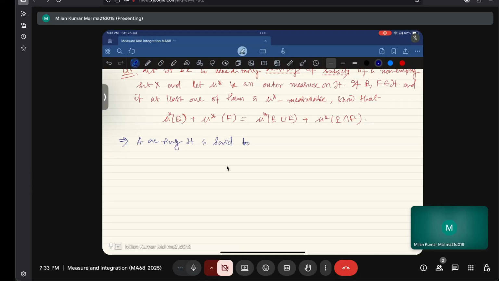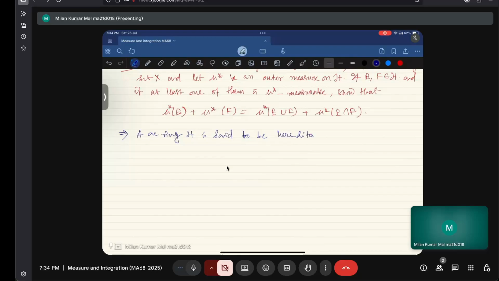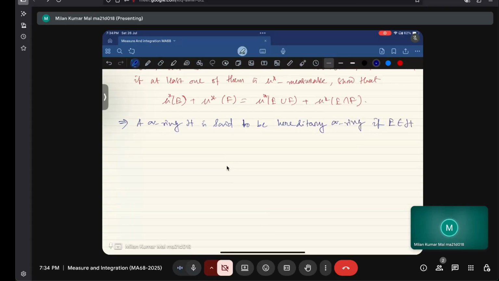if a set E in H implies that every subset of E has to be in the set H. Okay, this is the hereditary sigma ring.